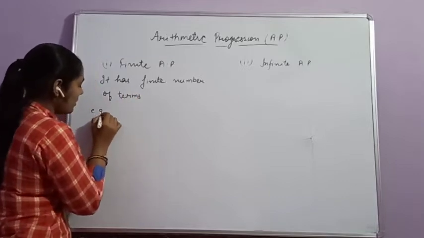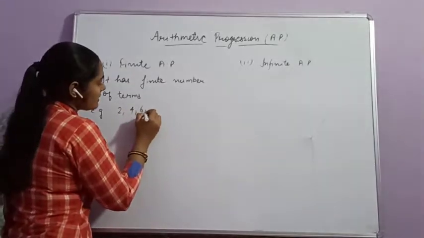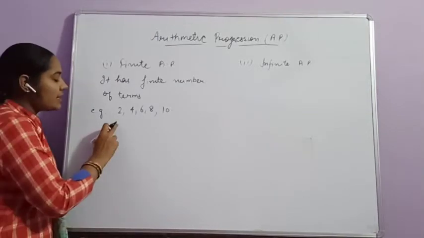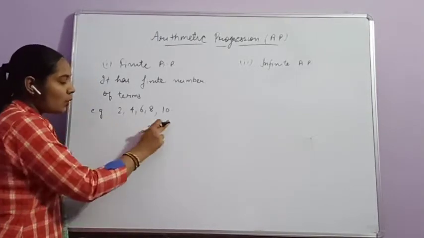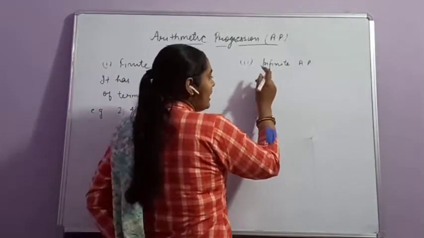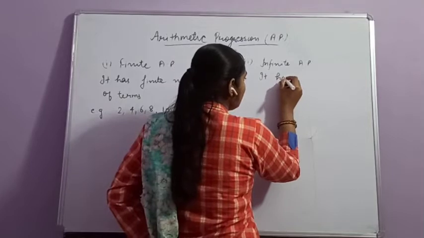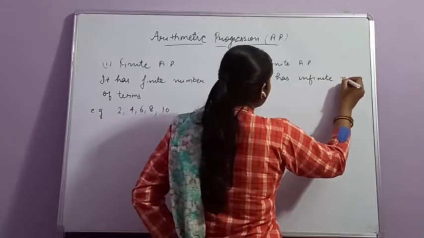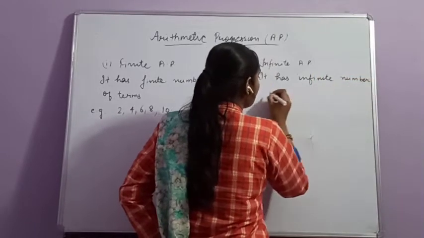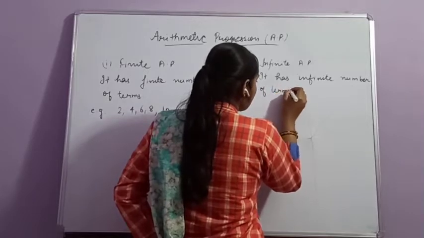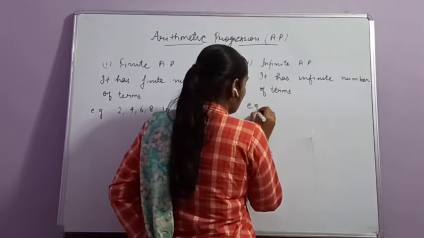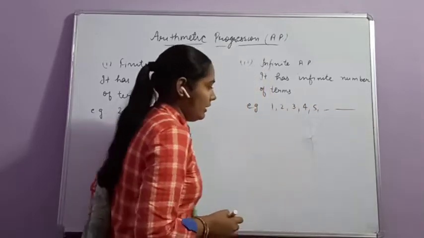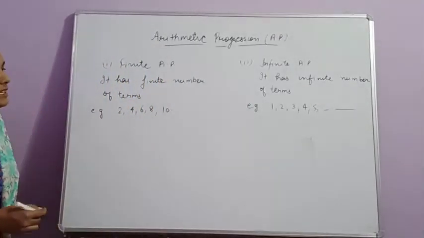For example, 2 4 6 8 10. It is a finite AP because here the total number of terms is equal to 5. Similarly, infinite AP has an infinite number of terms which cannot be calculated. For example, 1 2 3 4 5 up to infinity. This is the example of infinite AP. Clear?